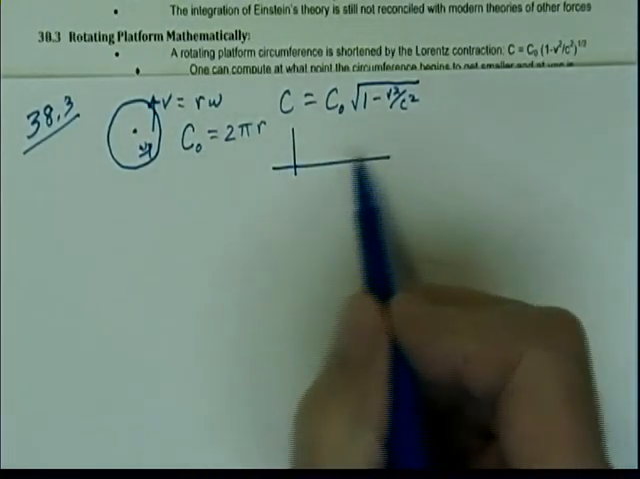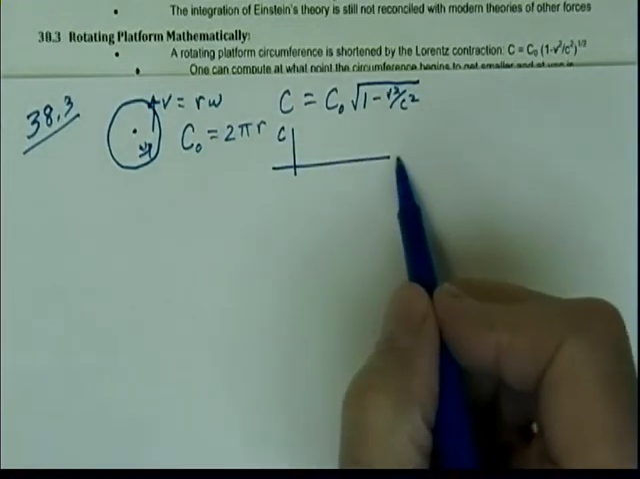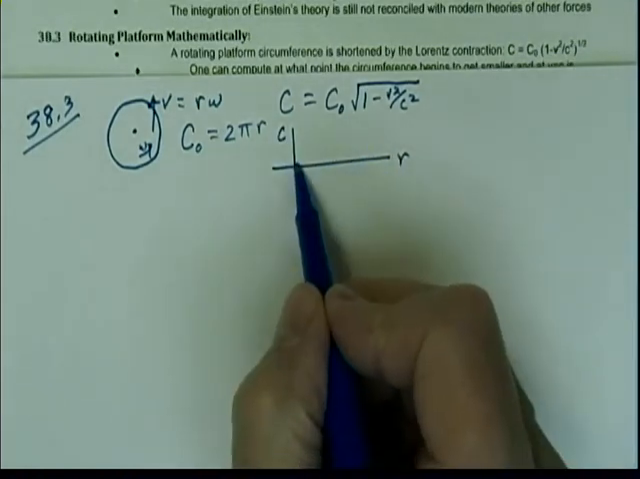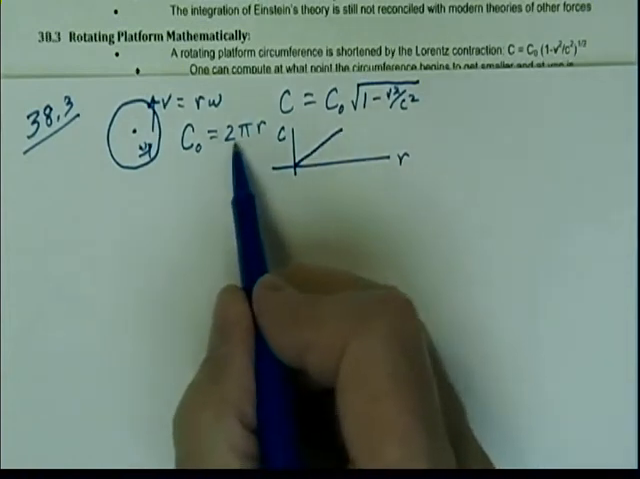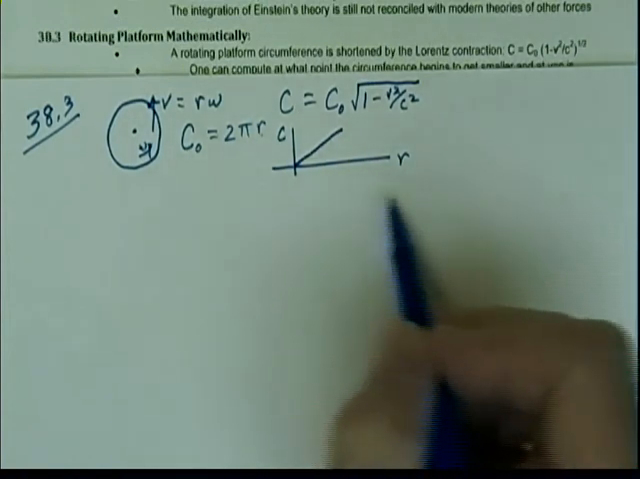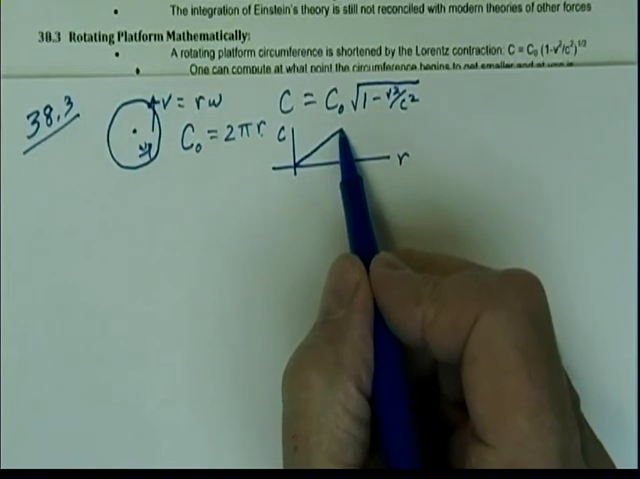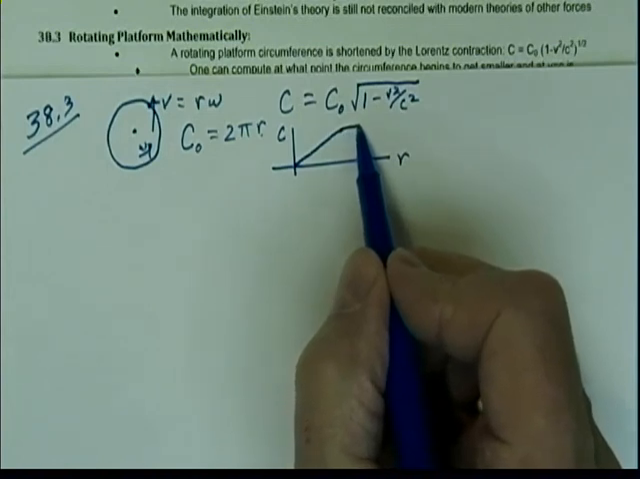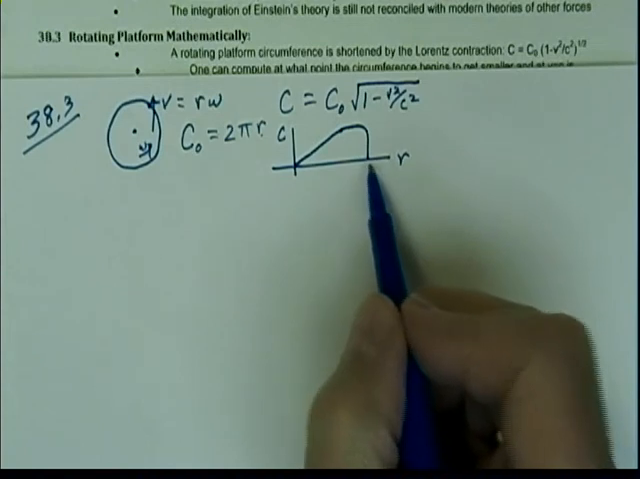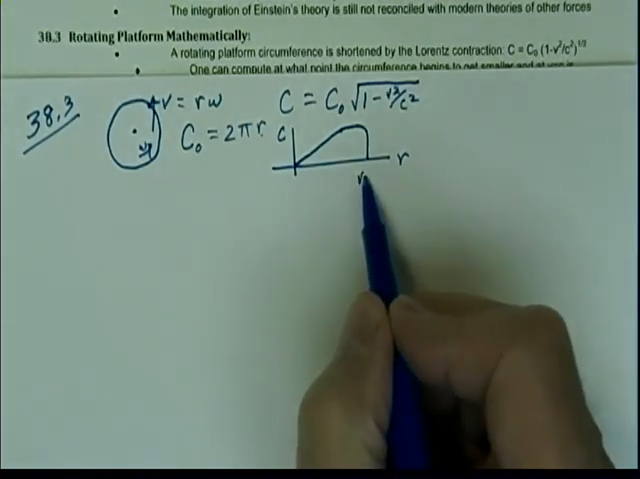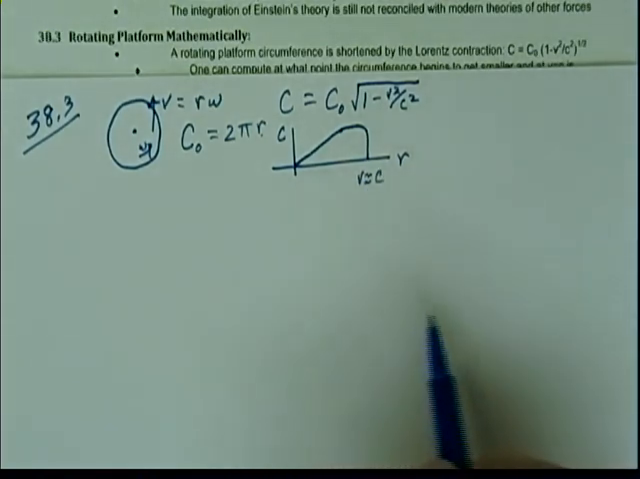If we were to plot this circumference versus the radius, of course it goes up linearly. It's increasing as circumference is proportional to the radius, but then at some point it begins to fall off, and then it dips very rapidly down to 0 when our velocity is approximately equal to the speed of light, c.